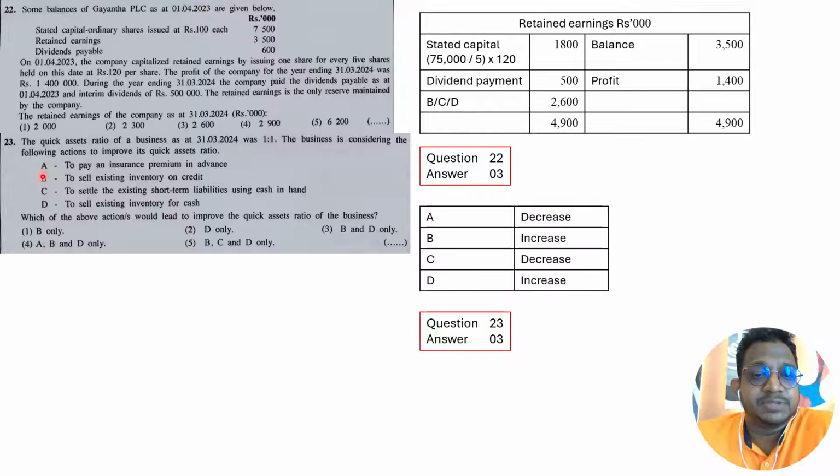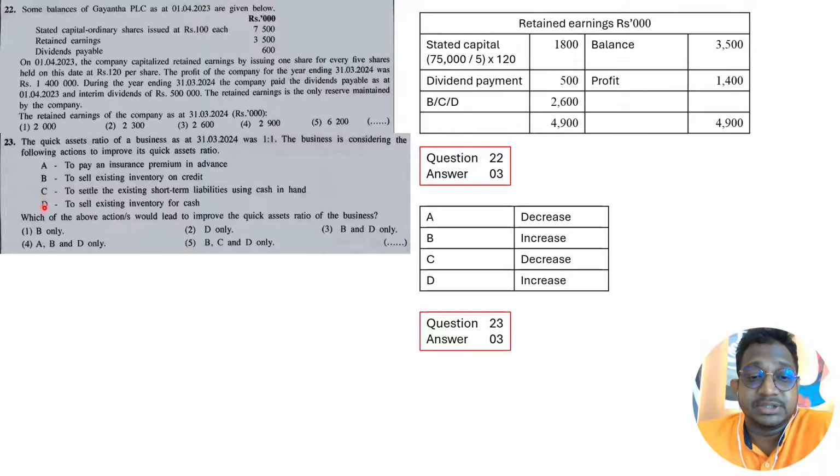To pay an insurance premium in advance. When you are paying an insurance premium in advance, what happens? Your cash goes down, which means quick assets go down, so the quick ratio is decreased. To sell existing inventory on credit, your debtors are increasing and stock decreasing. So when the debtors are increasing, quick assets are increasing, which means the ratio is also increasing here.